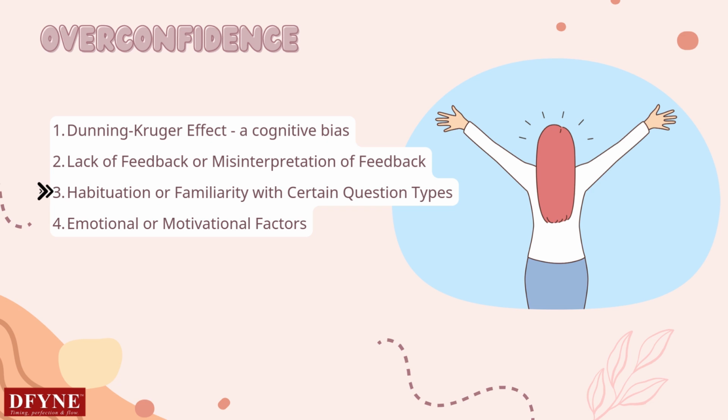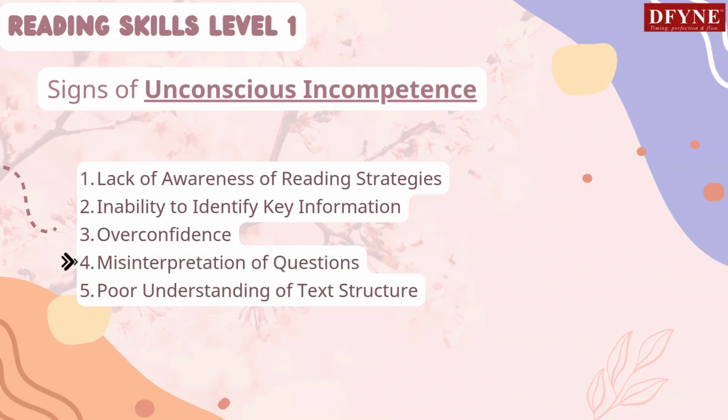The final reason we'll be discussing about overconfidence is the emotional or motivational factors behind it. Sometimes learners develop a belief that they are good at reading comprehension because acknowledging the need for improvement can be emotionally challenging, and accepting that they may be struggling can trigger feelings of frustration or failure. In order to avoid these negative emotions, they might maintain the belief that they are performing well, even if the results suggest otherwise. The next sign that a person is in the first stage is that they misinterpret questions.